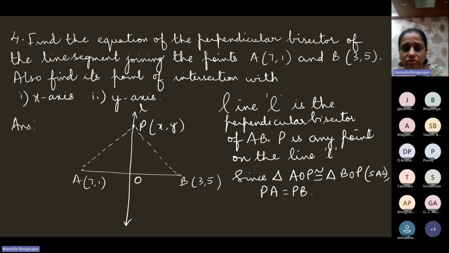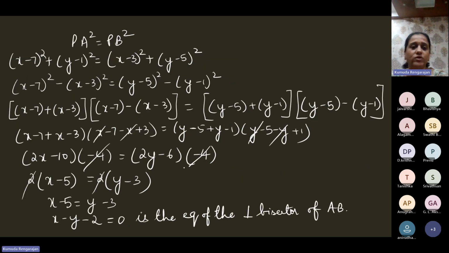The condition we use to find the equation of the perpendicular bisector is this: P is any point on the perpendicular bisector, and A and B are the ends of the line segment. So the condition we use is PA is equal to PB, because every point lying on the perpendicular bisector will be equidistant from the ends of the line segment. So PA equals PB is the condition, or PA square is equal to PB square.